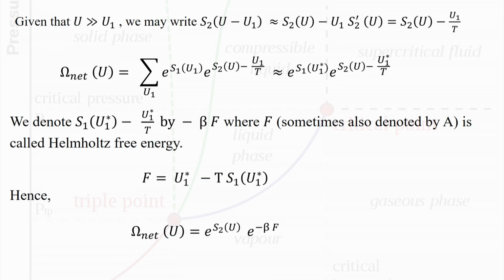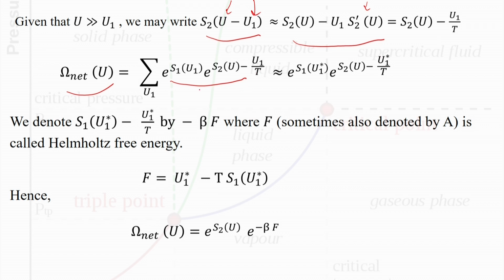Now I am going to see if I can do something similar to what I did earlier. In order to study the overall number of ways in which you can rearrange the system, you look at the entropy of the reservoir, and then you realize that U is much larger than U1. So you can do a Taylor series like this, and then recall that this is nothing but the temperature, the common temperature between the system and the reservoir, and then you can write it like this.